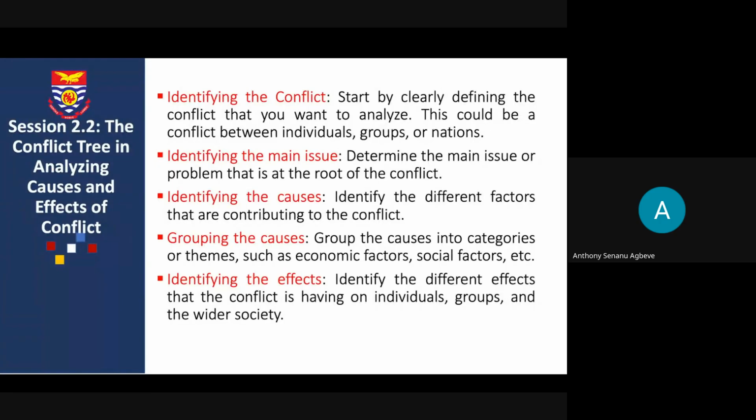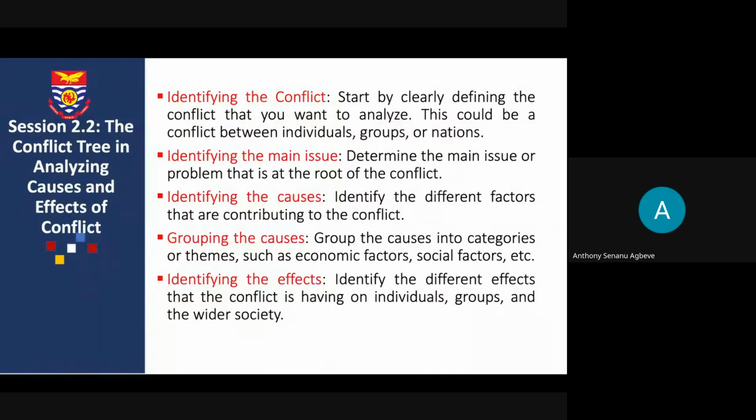Is it an individual conflict? Is it a group conflict? Is it an ethnic conflict, tribal conflict, religious conflict? So you need to identify first the type of conflict you are going to be dealing with. Then the next thing is that you need to identify the main issue at play. So determine the main issue or the problem that is at the root of the conflict. Is the main issue a land dispute? Is it a chieftaincy dispute? Is it tribal conflict or religious conflict?